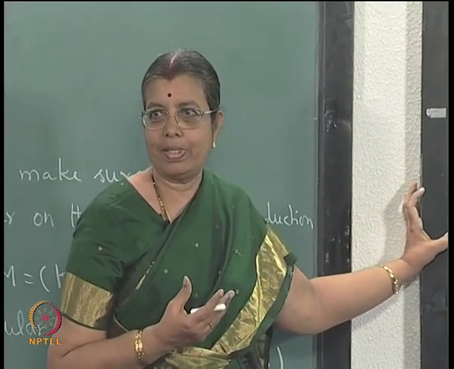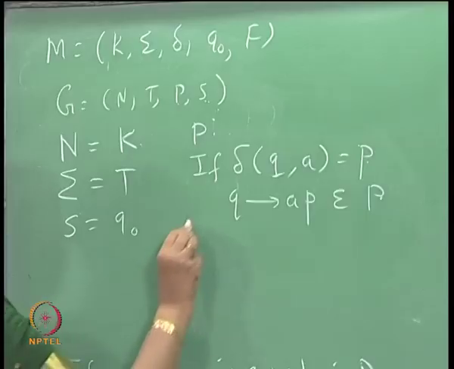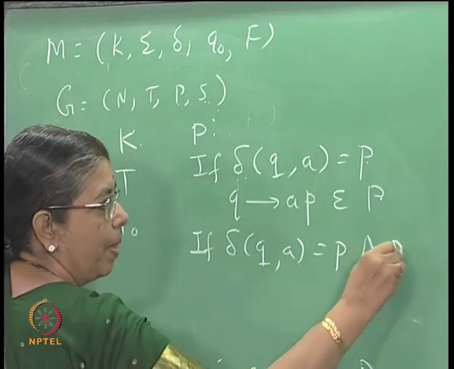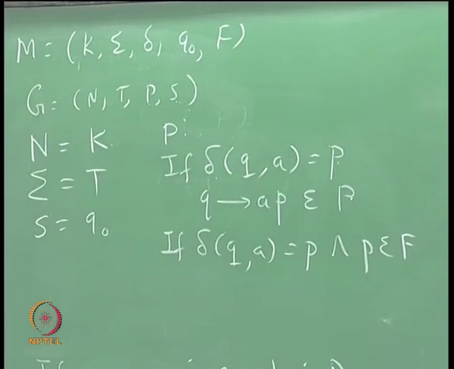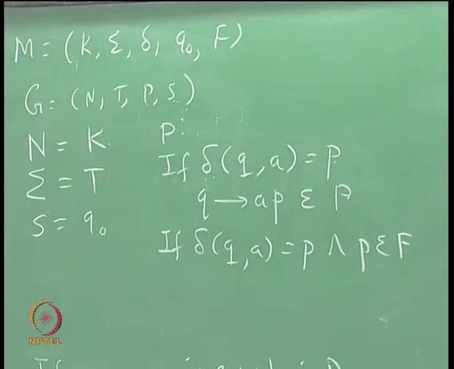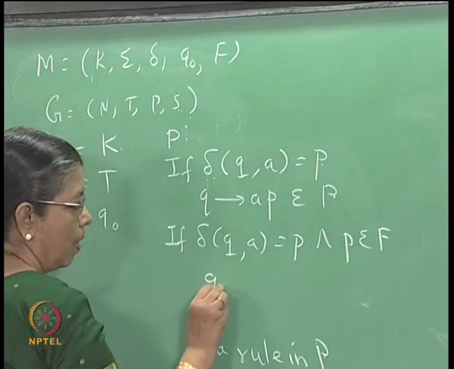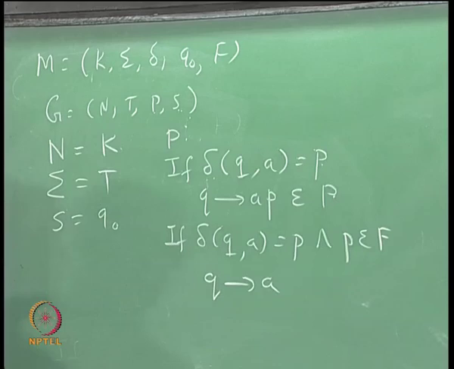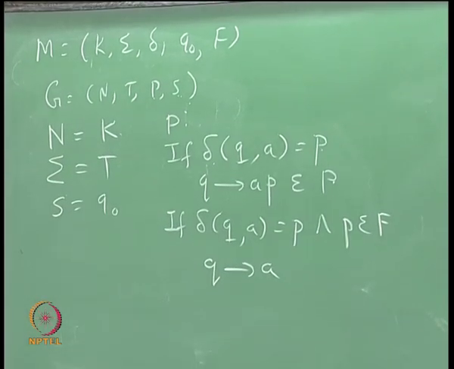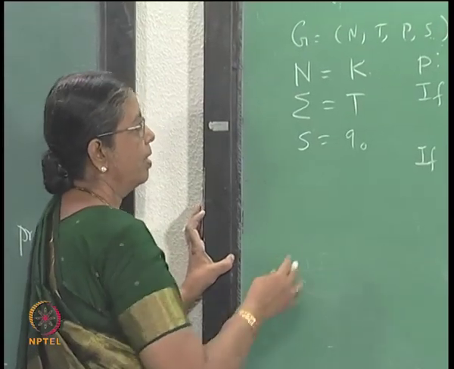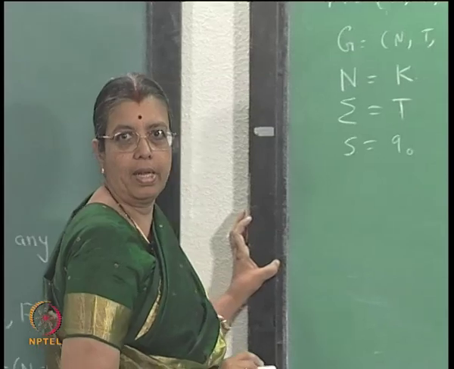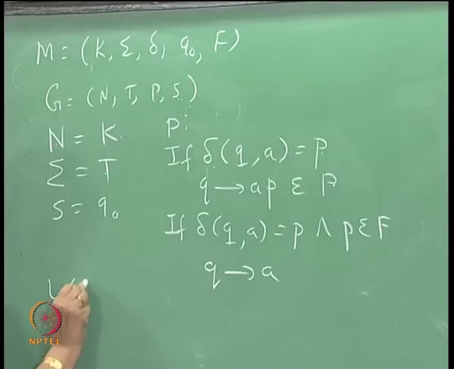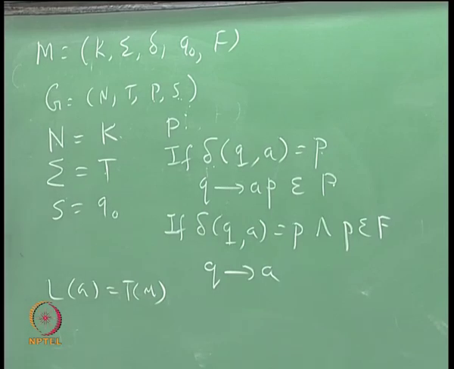There will be some terminal rules, is not it? How do you write them? Apart from that, if delta of Q, A is equal to P and P belongs to F, if P is also a final state, then you write the rule as Q goes to A. This is all you have written: N, T, S, P, and in this case L of G will be equal to T of M.